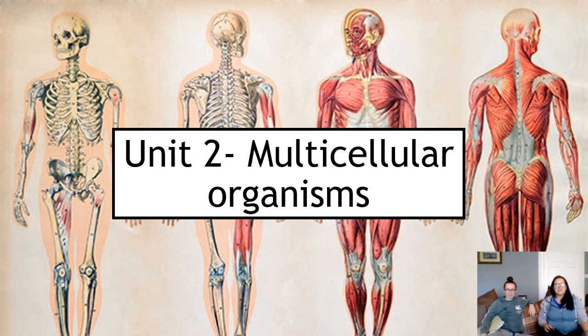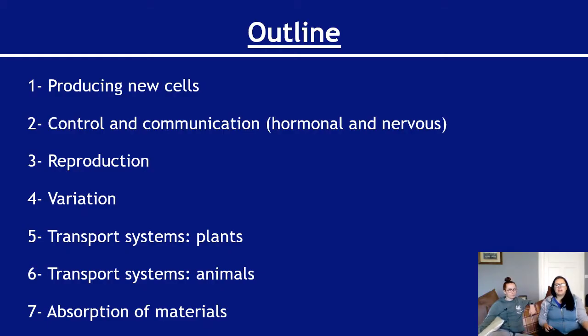So we've made it to Unit 2, so we are a third way through the entire National 5 course, and this unit is called Multicellular Organisms. So let's have a look at what you're going to be covering in this unit, and then we'll just get started. So in this unit, the first key area, the one we're going to be covering half of in this video, is called producing new cells.